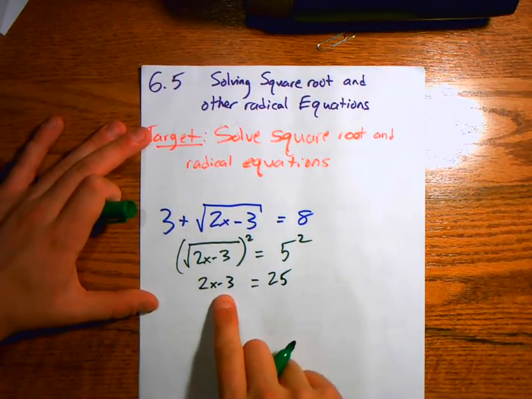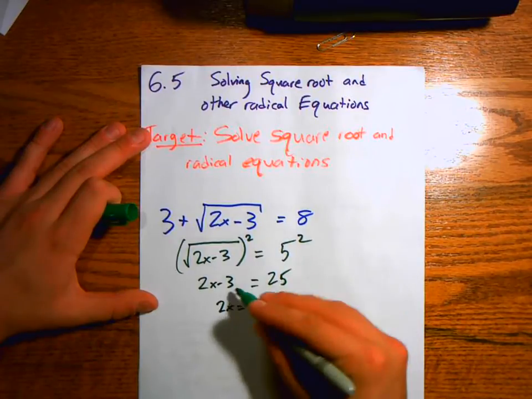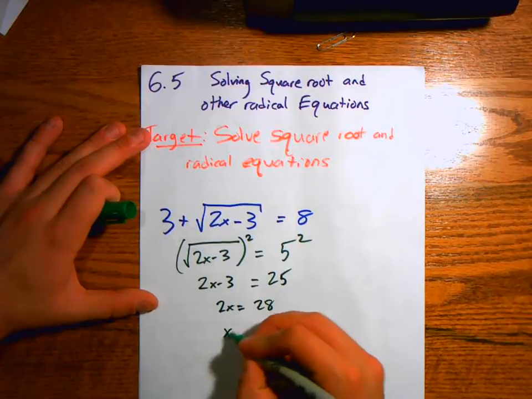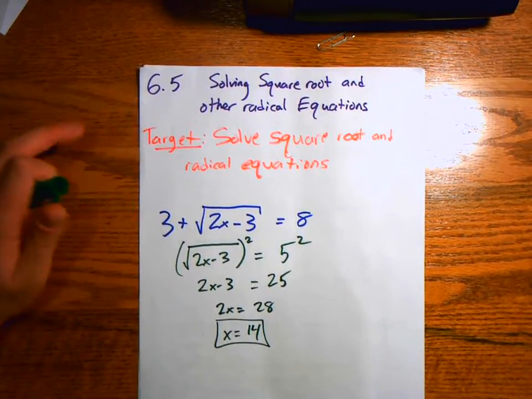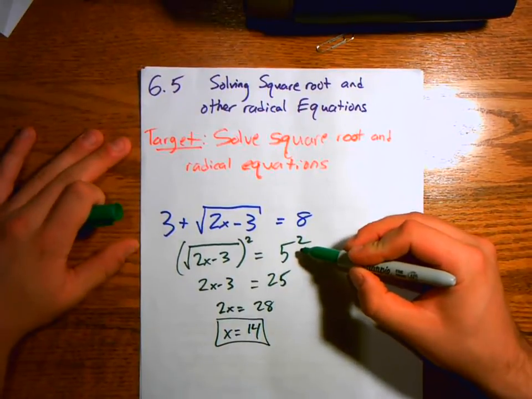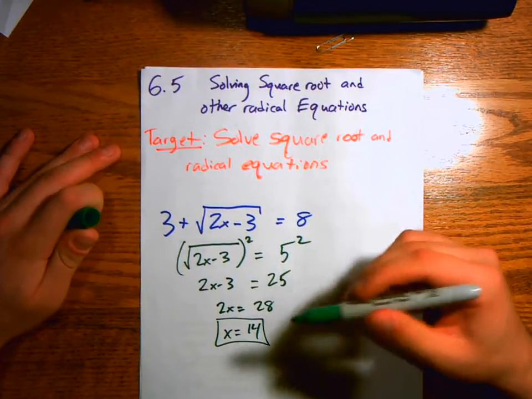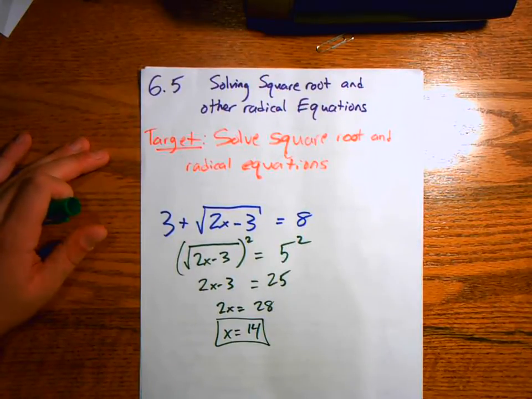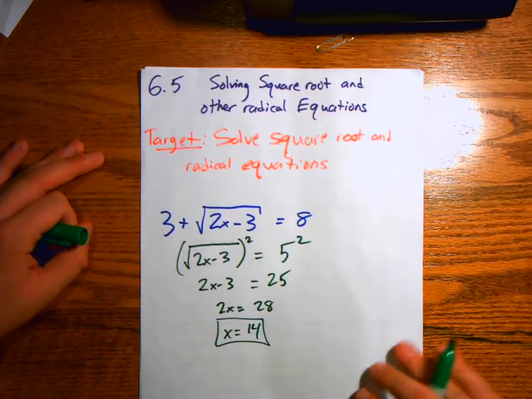Then to get rid of this 3, we add 3 to both sides. 2x is equal to 25 plus 3, which is 28. Then dividing by 2 on both sides, we are left with x equals 14. Okay, when we are squaring a number right here, we are not making it plus or minus, because any number squared must always be positive, so 5 squared is only positive 25. Then just using algebra to whittle it down to get x by itself right here.